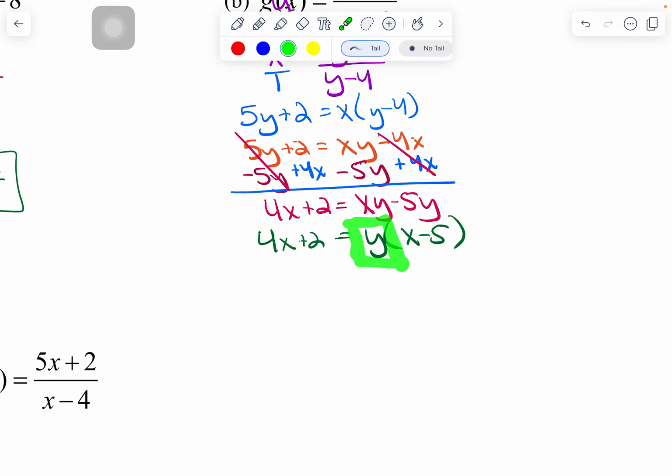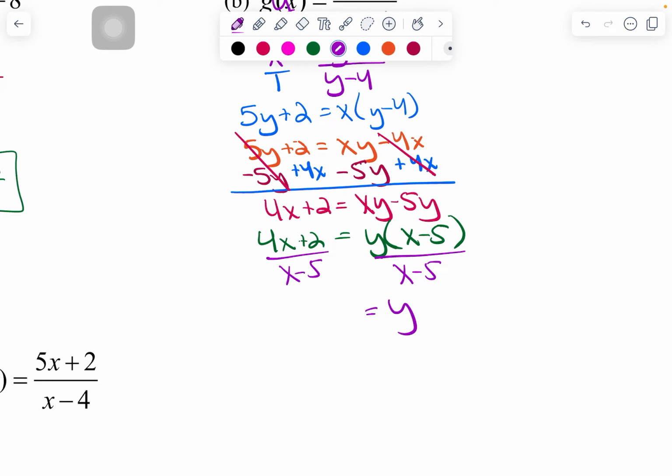This single y right here, I can now get rid of this piece of this, right? This is y times x minus 5. And I know how to get rid of a multiplication problem. I can divide the factor out, all right? So y is equal to 4x plus 2 over x minus 5.